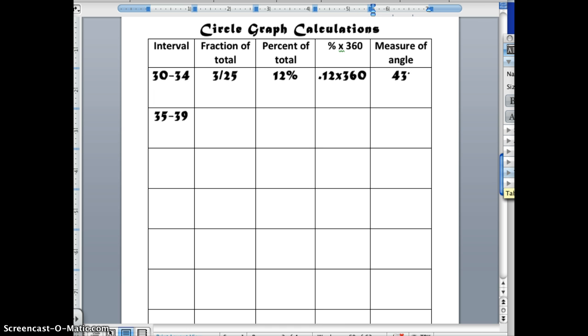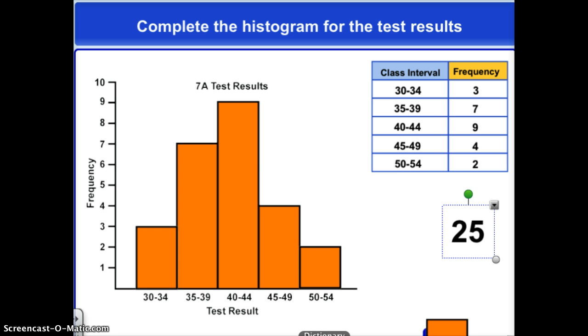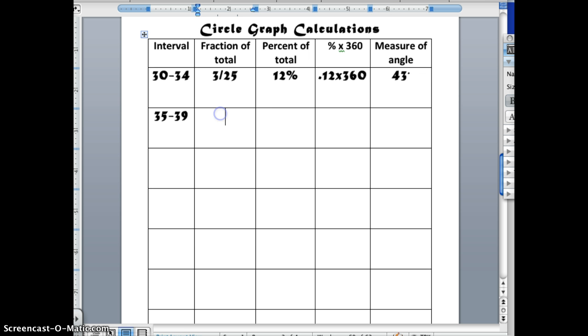So what I want you to do is fill out the next interval here, 35 to 39, and find out what it would be for a fraction, the percent, and then the degrees for 35 to 39. The frequency of 35 to 39 is 7 people had a test score of 35 to 39. Your job is to tell me the number of degrees and then the percent that is. Here's the chart again.